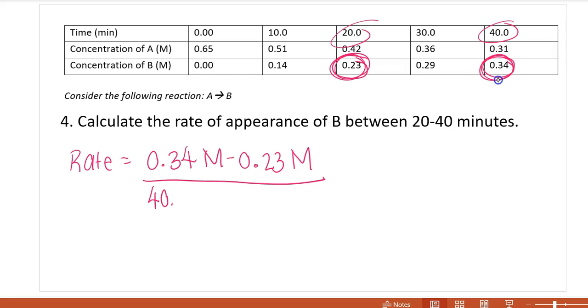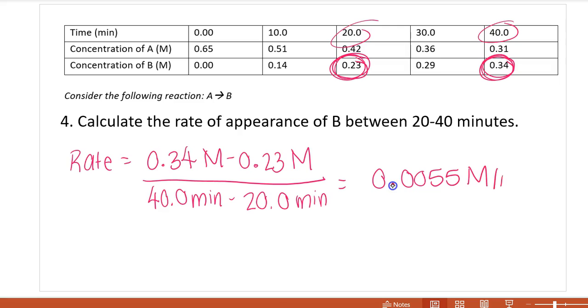Final minus initial, 40 minutes minus 20 minutes. And for this one, we should get 0.0055 molar per minute.